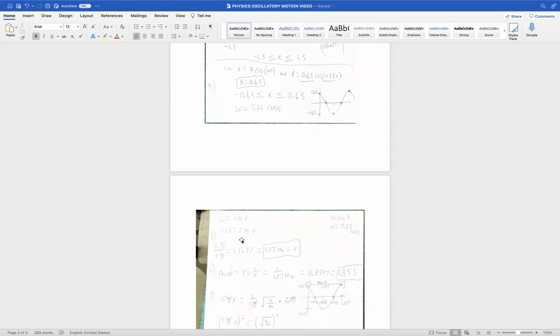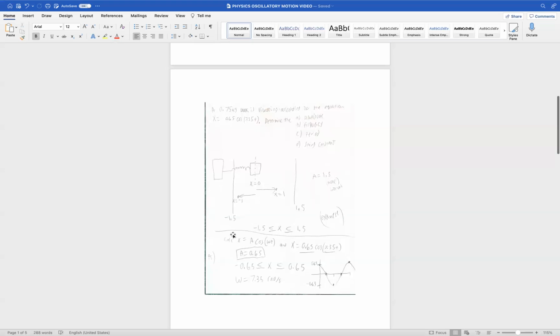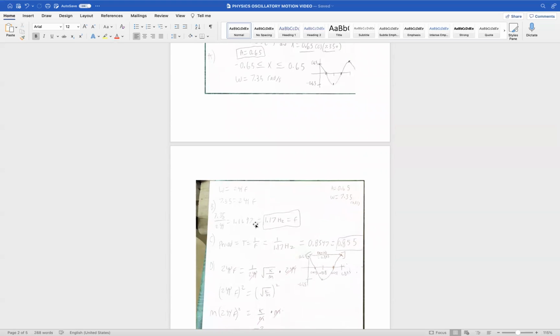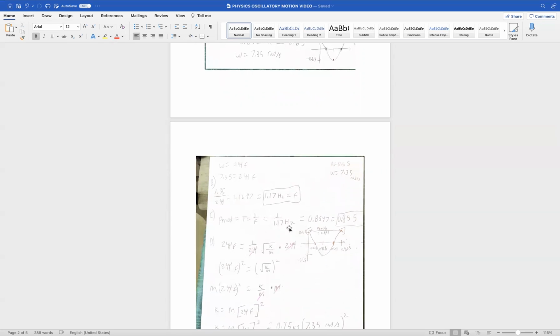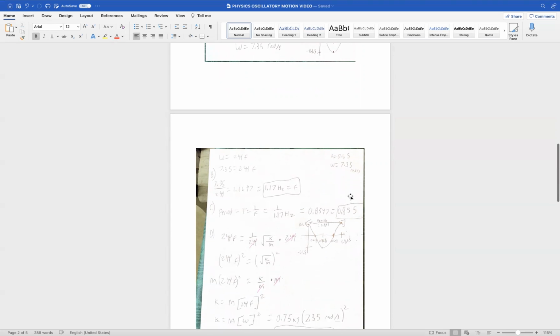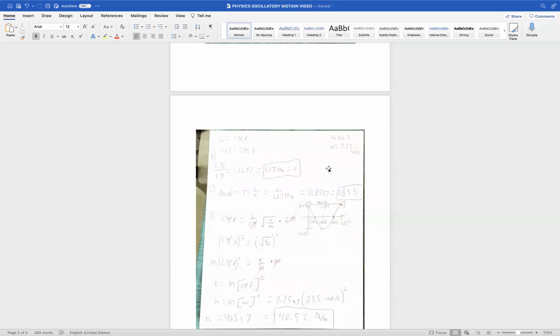So when I go down here more, continuing, to calculate B, which is the frequency, you need to do W equals 2 pi F. When you divide 7.35 by 2 pi, you get 1.17 hertz as the frequency. The period is only 1 over the frequency, so that is an easy calculation. You just put 1 over 1.17, and you get 0.855.